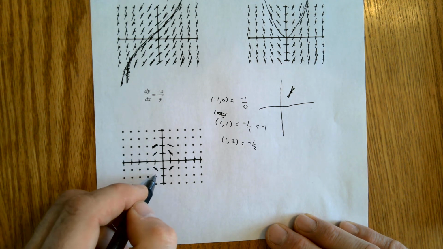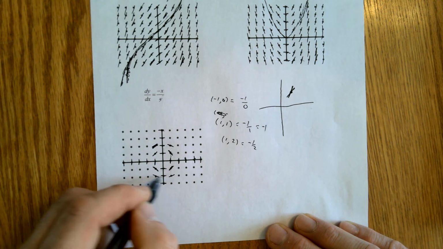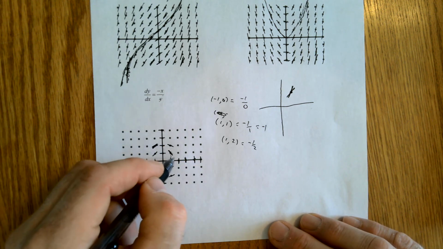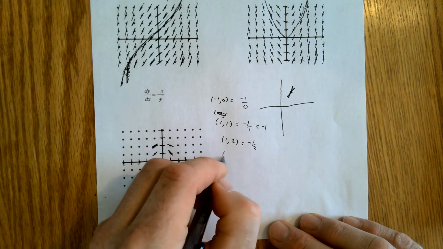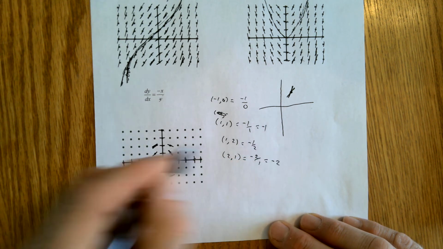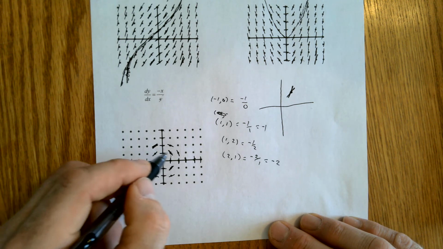And then we can go ahead and jump down here and jump down here. Again, these are not going to be as steep as the one above it. Now I can jump over here to 2, 1. And at 2, 1, I get a negative 2 over 1, which is negative 2. So that slope is going to be a little more than that slope there.